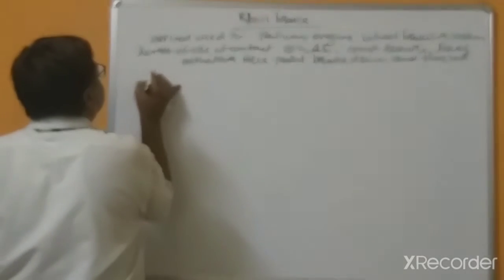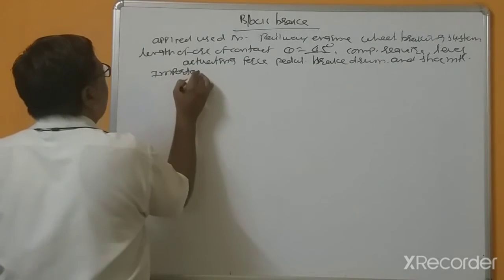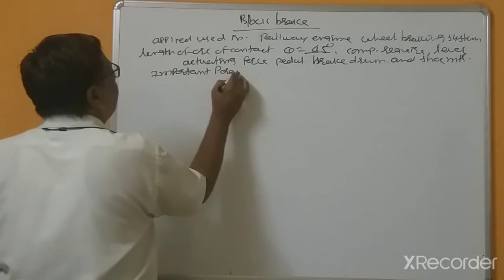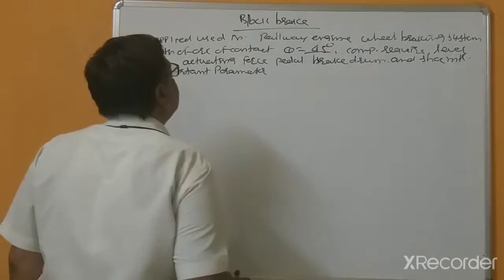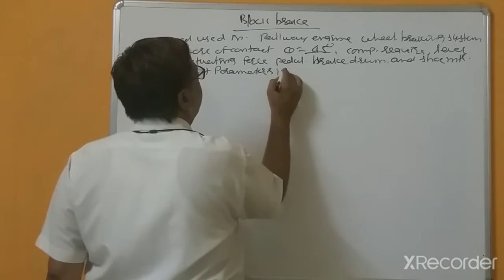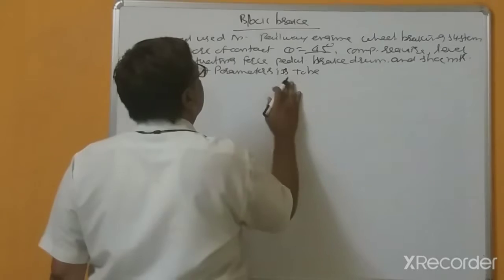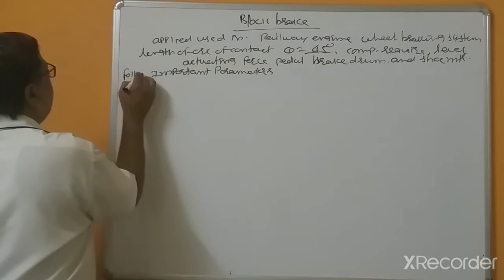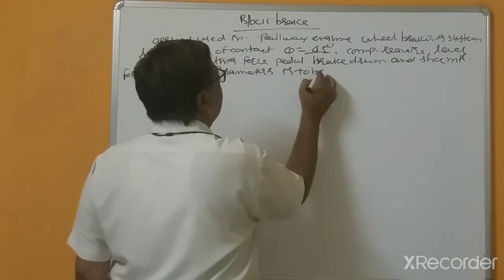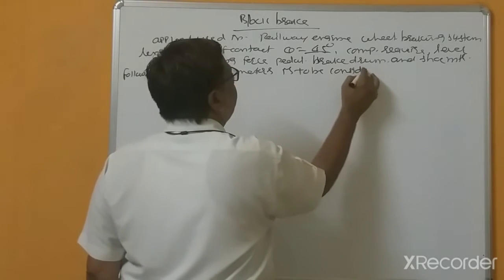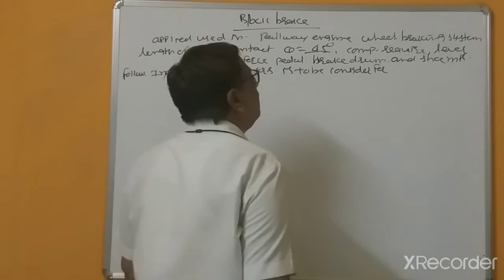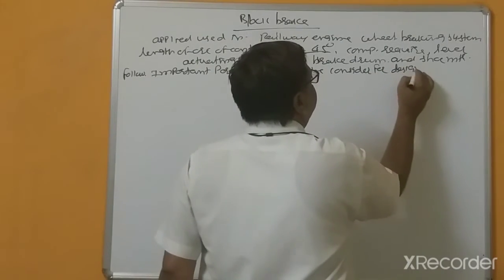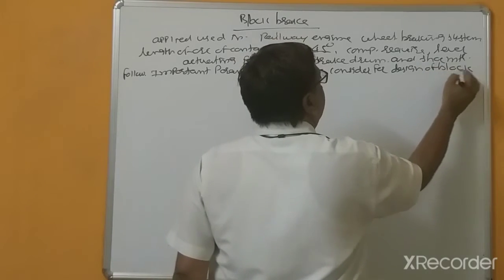So during the design of the block brake, what are the important parameters? So the following important parameters are to be considered for designing of block brake.